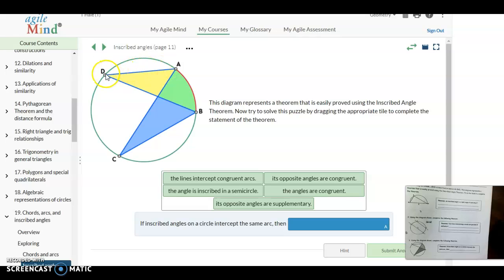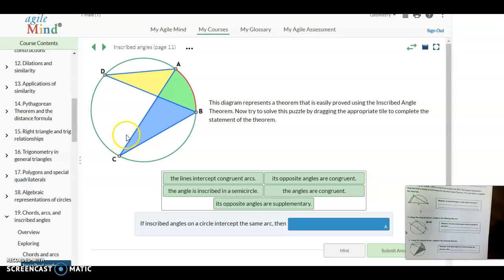If we look at angle ADB, the vertex of that angle is point D, and it's on the circle. So we know that's an inscribed angle, so it is half of its arc. What arc is it intercepting? We'll follow the sides of the angle to point A and point B. So it's intercepting arc AB. So angle ADB would be half of arc AB. Now let's look at this angle, angle ACB. Again, its vertex is on the circle, so it is an inscribed angle, so it is half of its intercepted arc. What arc does it intercept?